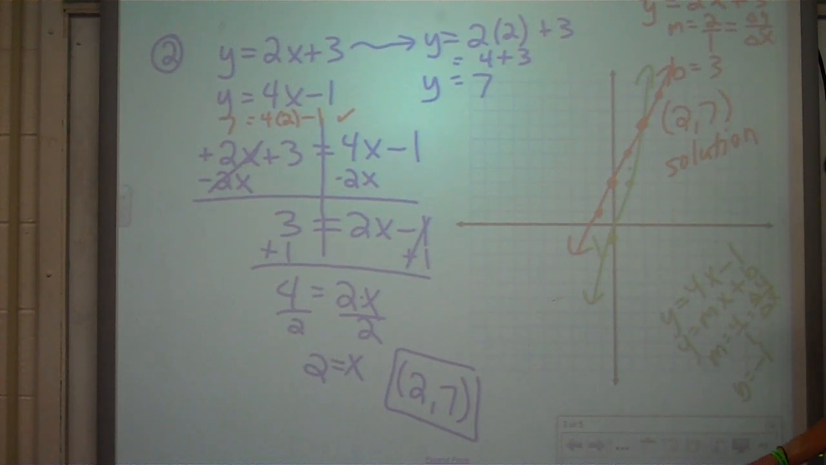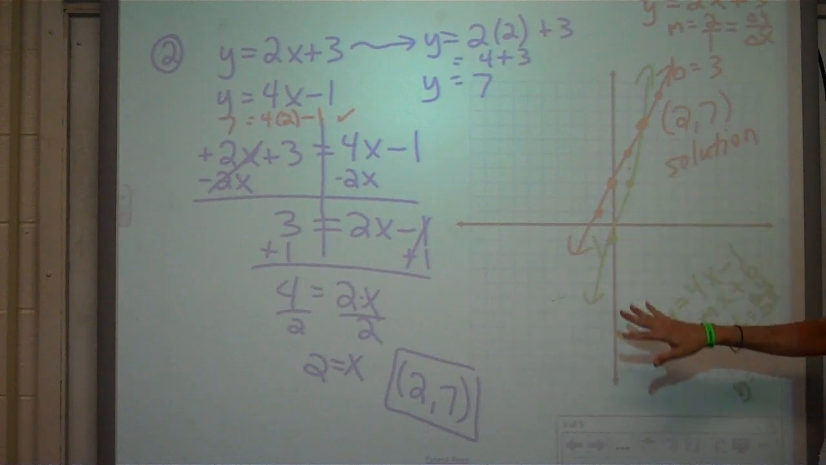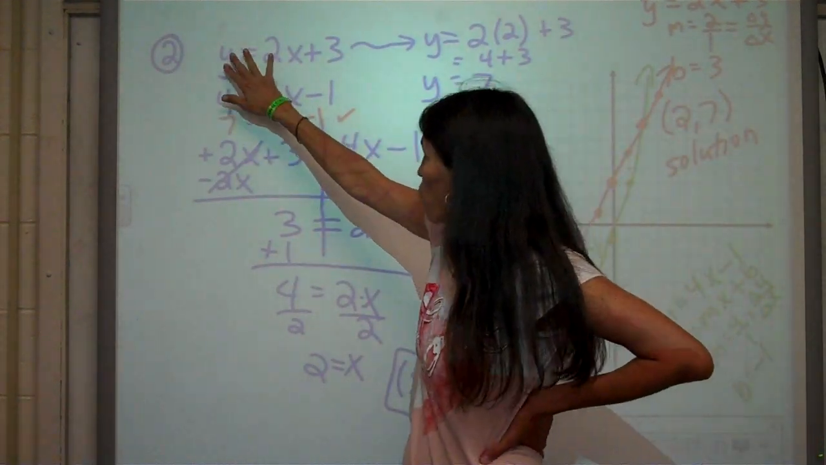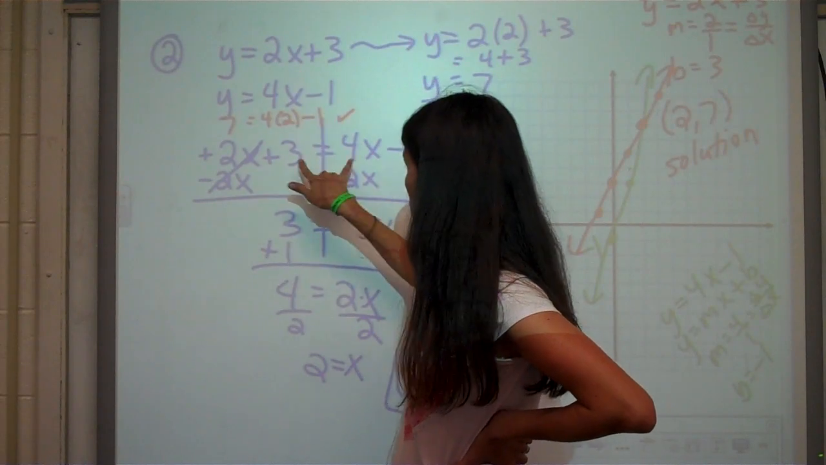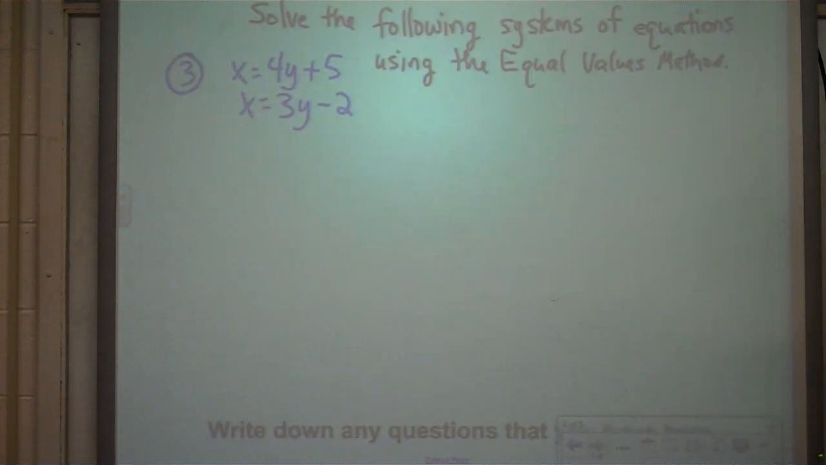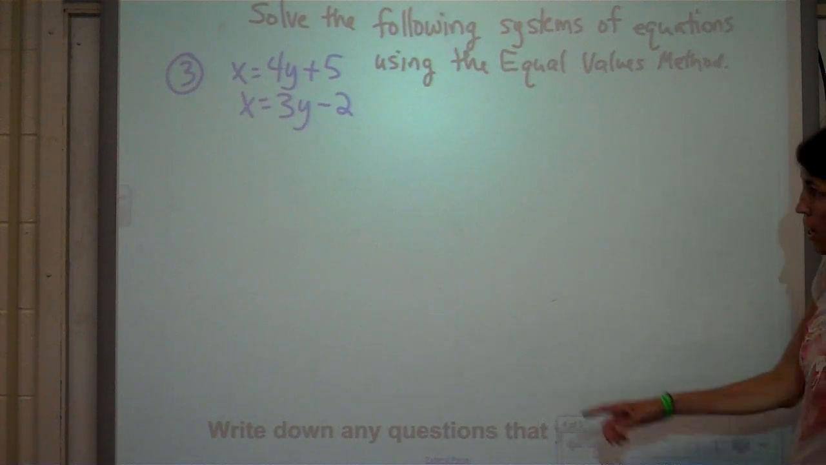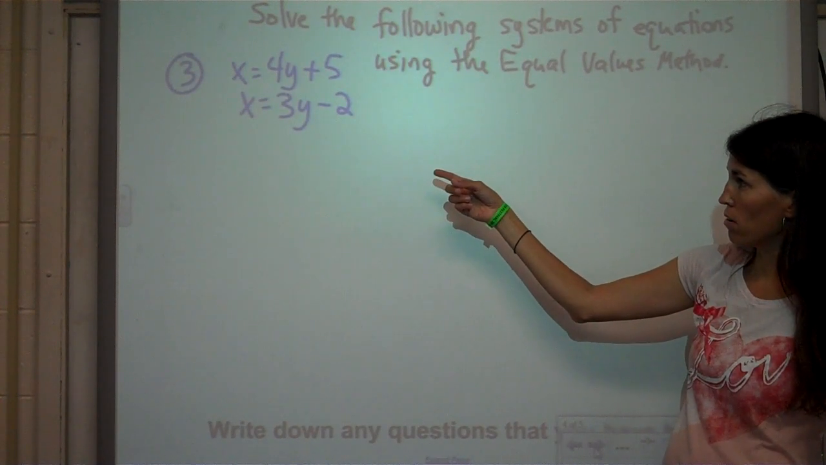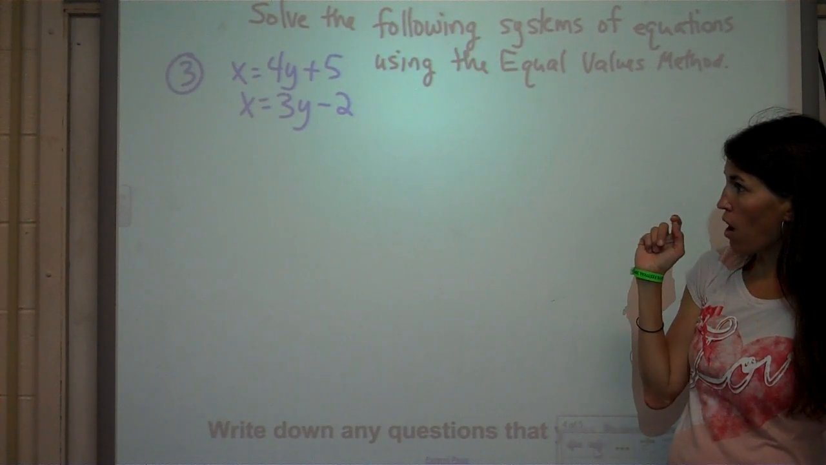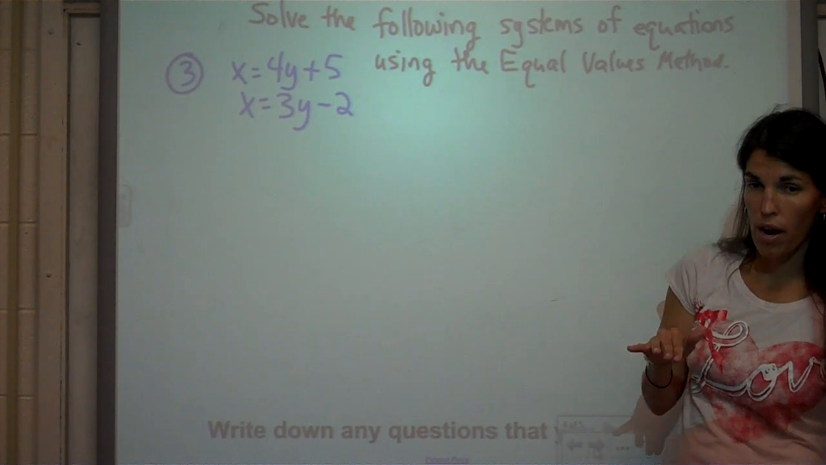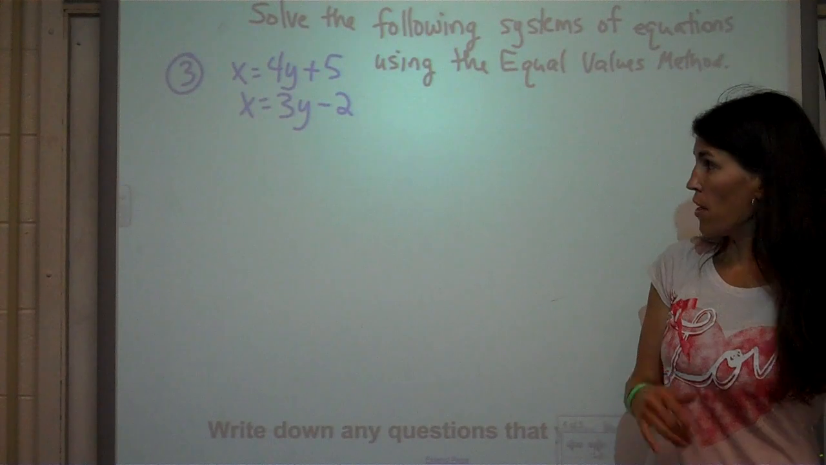Alright, if the graphing confused you, the equal values method, don't forget, is if they're both equal to the same variable, you can just set them equal to each other and solve. So what I would like for you to do is hit pause on your video and try to solve this using the equal values method. Go ahead and try it, hit pause.